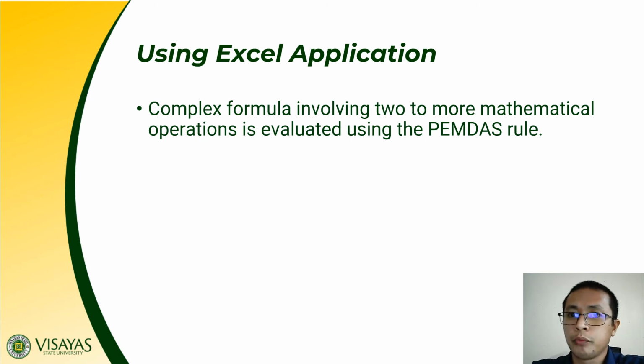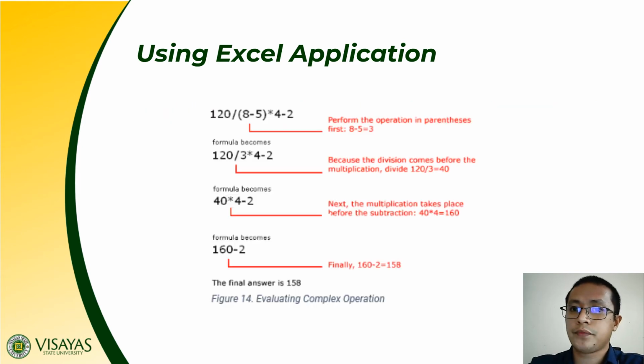Now sometimes we could create a complex formula where it includes parentheses and a series of operations. Now Excel evaluates this expression by following the PEMDAS rule. PEMDAS rule is evaluated as parentheses, exponents, multiplication or division, whichever comes first, and then followed by addition and subtraction, whichever comes first. So for example, we have here this complex formula. We have here division, subtraction, parentheses, multiplication, and subtraction.